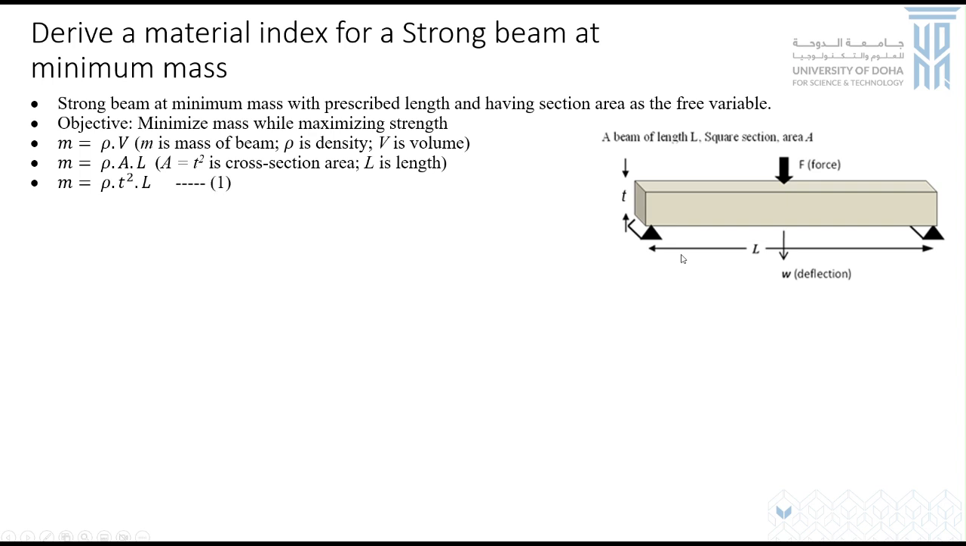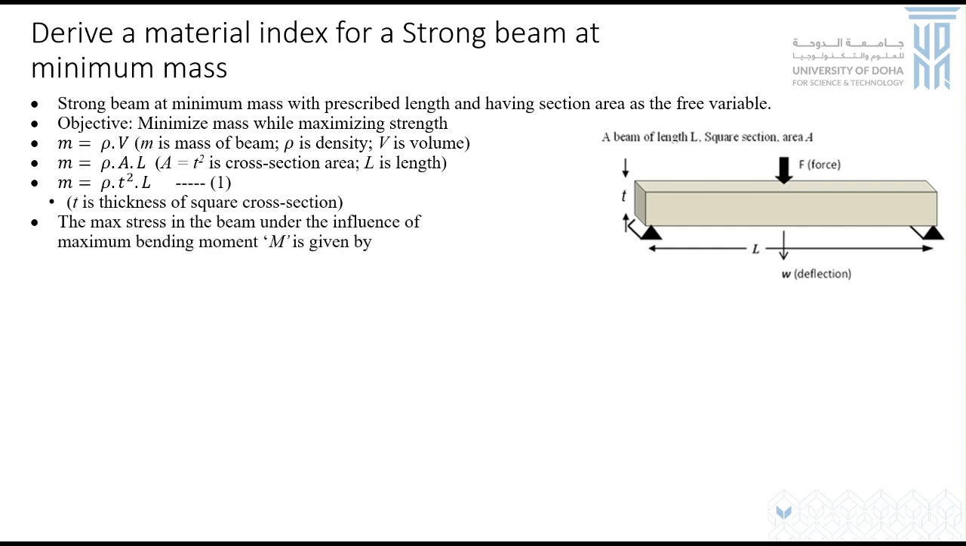Now, where t is the thickness of the cross-section, the maximum stress in the beam under the influence of the bending moment M will be given by the functional equation: sigma is M over Z, where Z is the section modulus, which is I over c, right? Because you can also write this equation as M into c over I. So that is the section modulus. Now this Z, once you open up the value of I for a square beam and divide it with c, which is half of the thickness, you end up with this equation bt squared over 6.